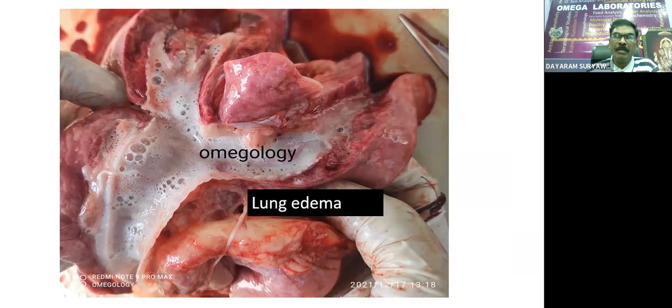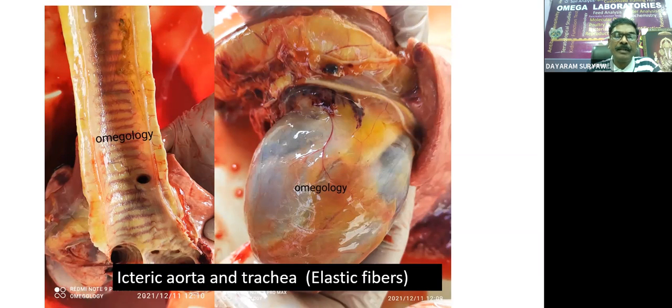So lung edema will be there. This lung edema will be observed because of the decrease in the colloidal osmotic pressure because of the anemia. Yellow discoloration of the different connective tissues, especially elastic fibers. Wherever the elastic fibers are there, all these elastic fibers turn icteric, or we can say this could be the jaundice. So icteric aorta and trachea.